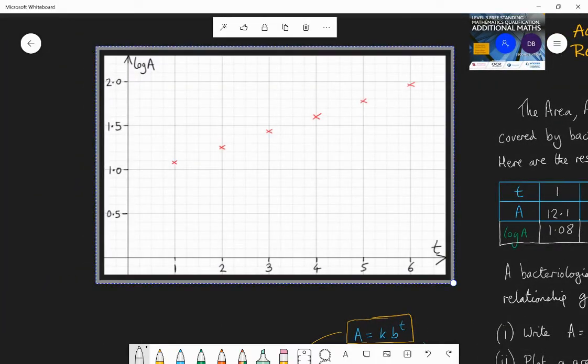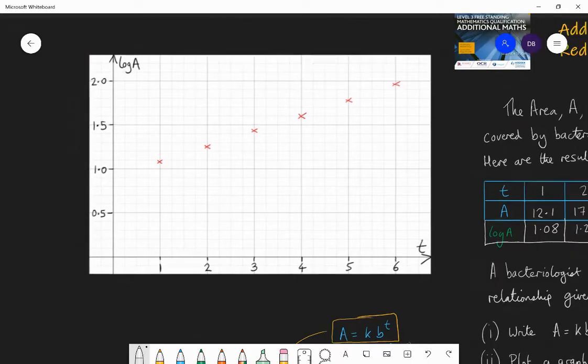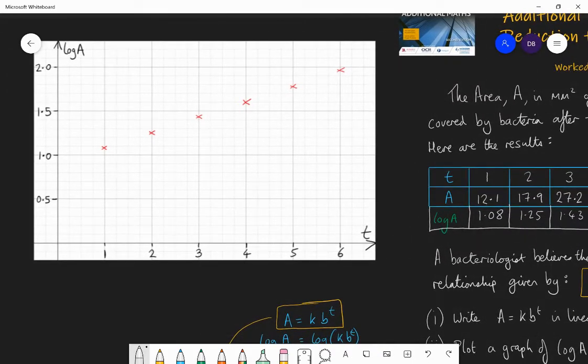Ta-da! So here is the graph of log A against t. As you can see, this coordinate here is 1 across and 1.08 up. So it's this bit of information from our table. Okay, plotting log A against t. And then as I've done, I've plotted all the other points.